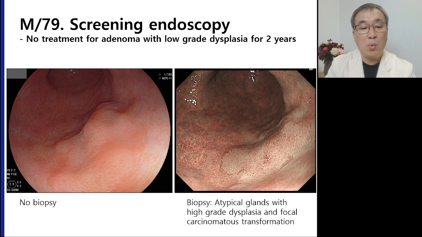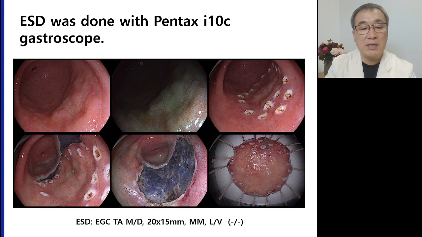We performed endoscopy and the biopsy was atypical gland with high-grade dysplasia and focal carcinomatous transformation. So, endoscopic submucosal dissection was done with the Pentax I-10C gastroscope, and the final pathology was moderately differentiated tubular adenocarcinoma, 20 mm, limited in the mucosal layer.